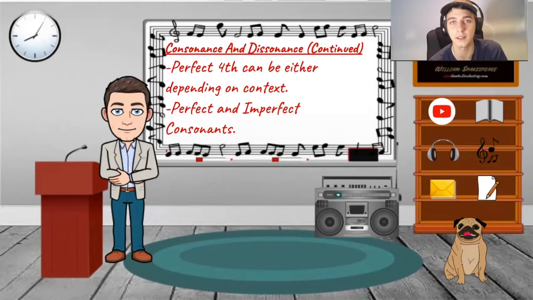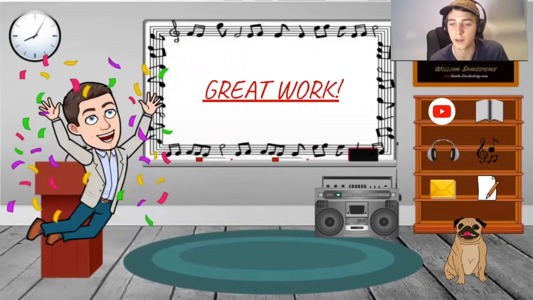And we can further break down our consonant intervals into perfect and imperfect consonants. So your unison, your fourth, your fifth, and your octave are going to be your perfect consonants, and your thirds and your sixths are going to be your imperfect consonants. And that wraps up our lesson on intervals.